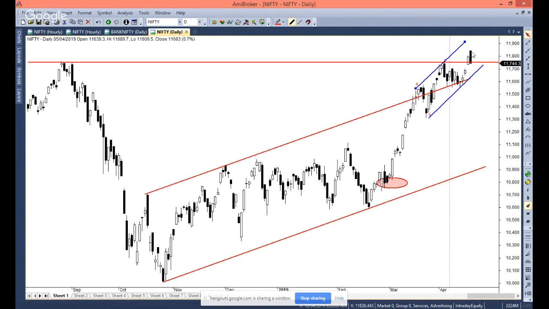So we can clearly see a big bear candle, but it does not carry any implication unless and until we see a follow-up move which breaks and closes decisively below the low of today. So that's one very important aspect.